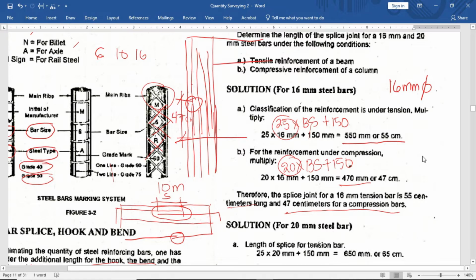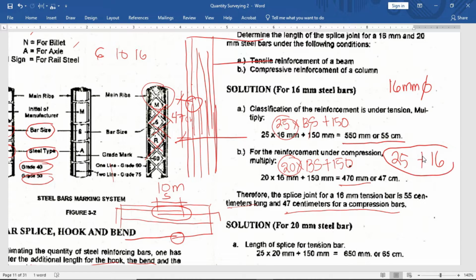So, sir, how about if ground floor uses 25, then the second floor is 16. Yan, ganyan yung natin. So, this is the connection. Since 16 yung ginamit natin sa taas, 16 yung nilagay natin bar size dito. Kung siyempre, mas malakas yung load sa baba kaysa sa taas.